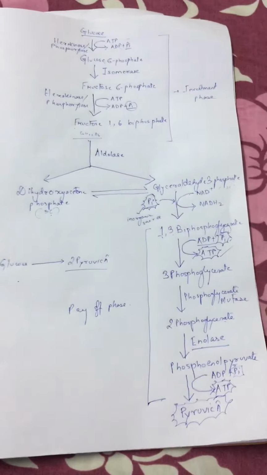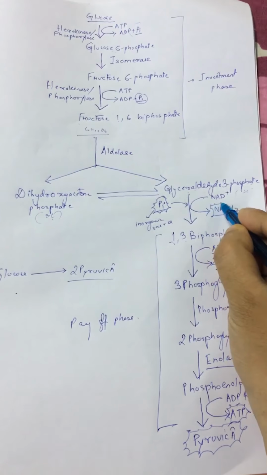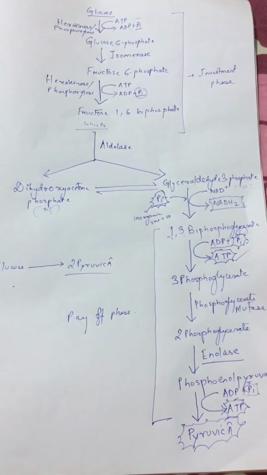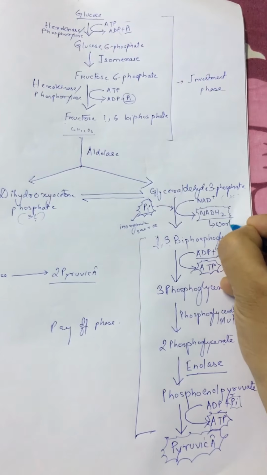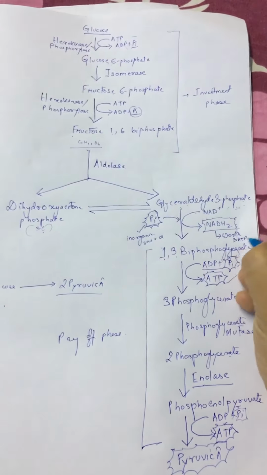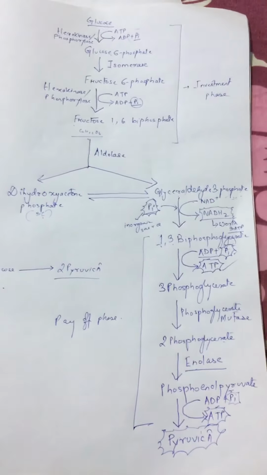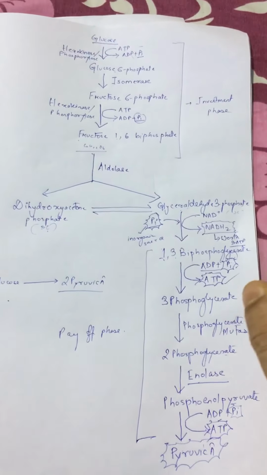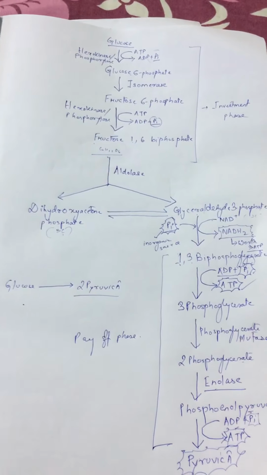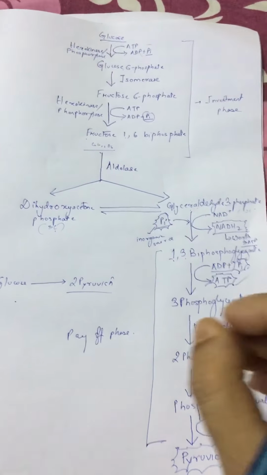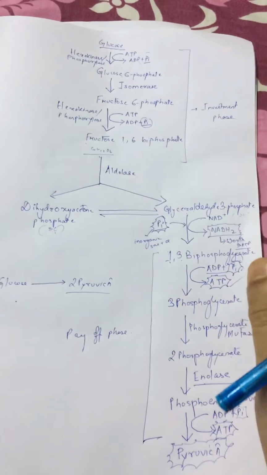Before that, let me tell you that this NADH2 that was produced during the reduction process is worth 3 ATP. What does worth 3 ATP mean? Say for example you take a check, and in the check I write 100 rupees. Is there any value of that 100 rupees or not? Definitely there is a value of that 100 rupees in the check.